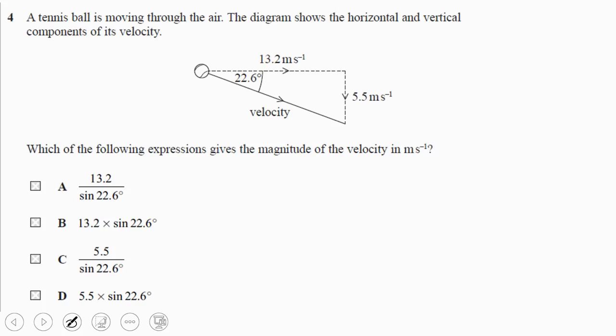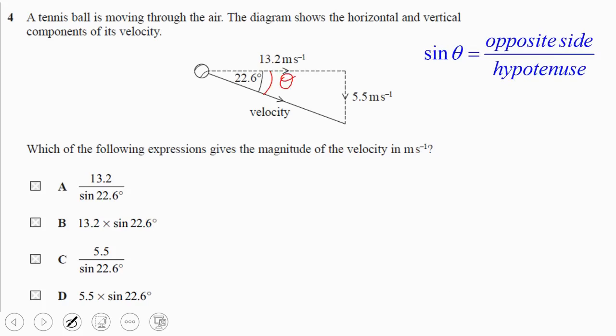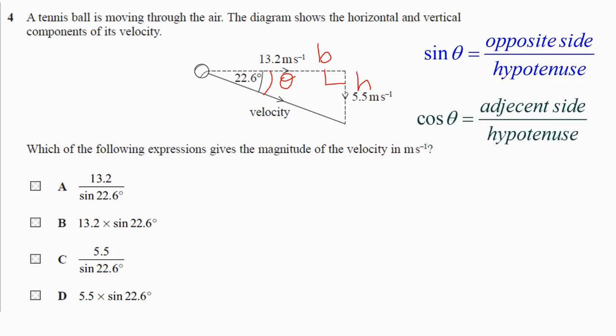So from the properties of a right angled triangle, we know that sine theta, if we are taking this angle as theta, is opposite side divided by hypotenuse. The 13.2 meter per second represents the base, and this is the height of the triangle, and this angle is the 90 degree. So sine theta is equal to opposite side divided by hypotenuse, and we know that cos theta is equal to adjacent side divided by hypotenuse.